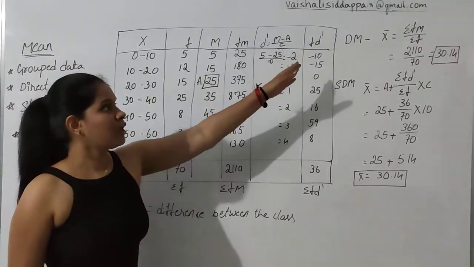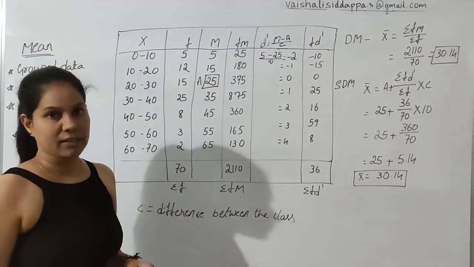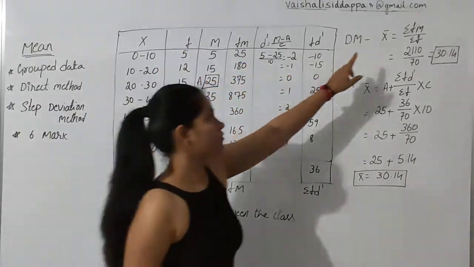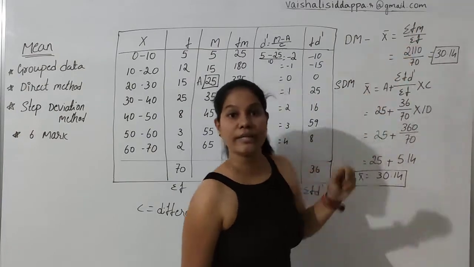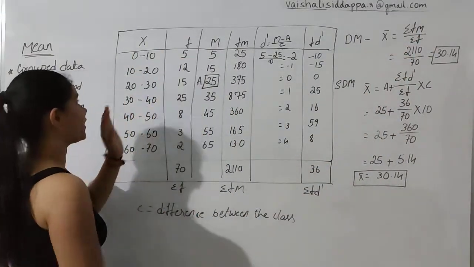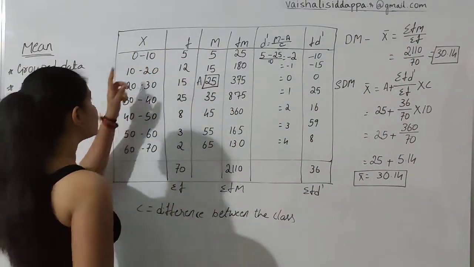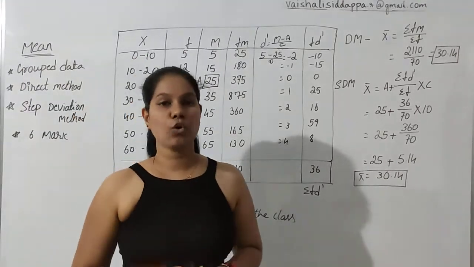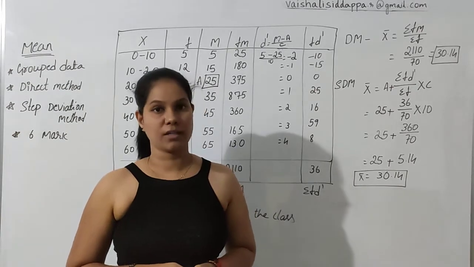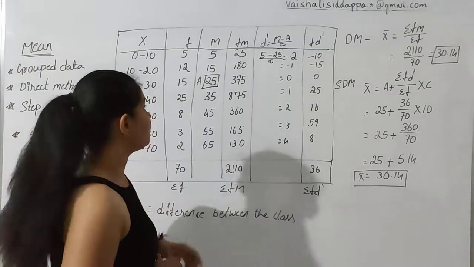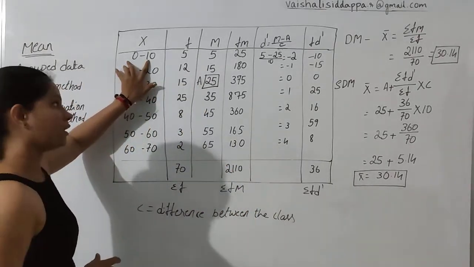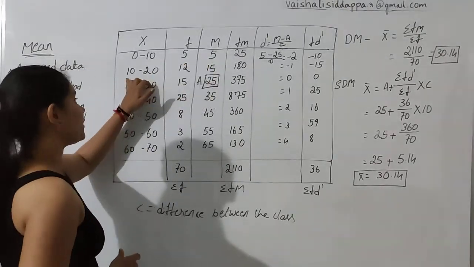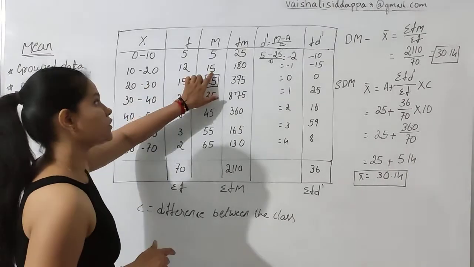First of all, we're going to solve the direct method. So first of all, you have sigma fm. You have to find m first, because you do not have any m between these two limits. In these two, any middle number you have to consider as a midpoint. We call that a midpoint. So for 0 to 10, what is the midpoint? The midpoint is 5. Between 10 to 20, the midpoint is 15.